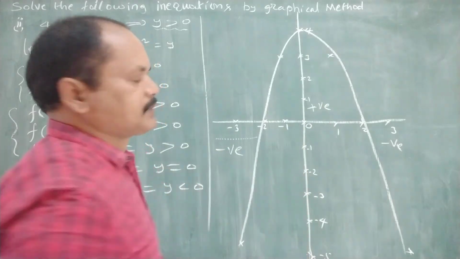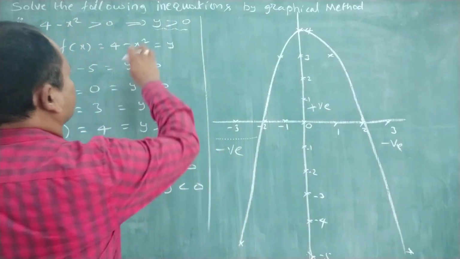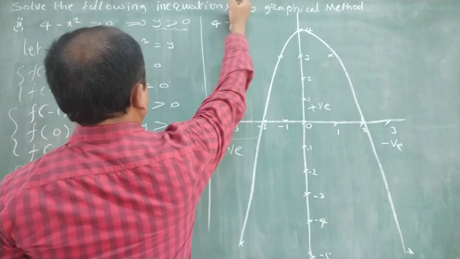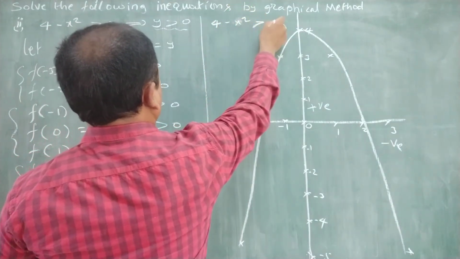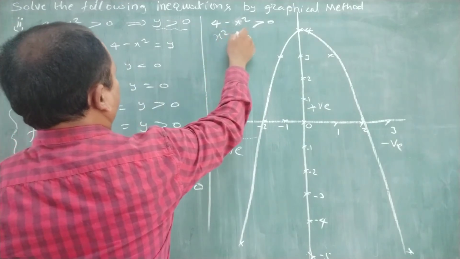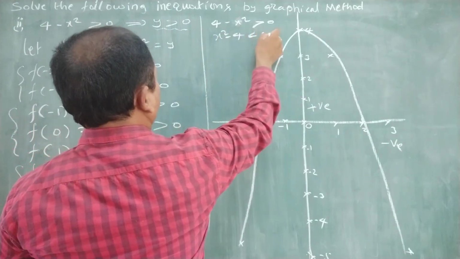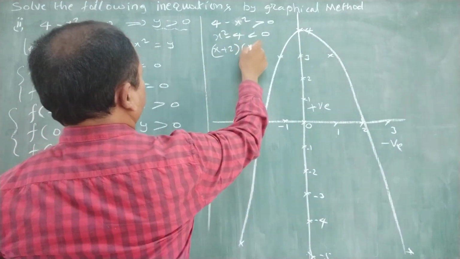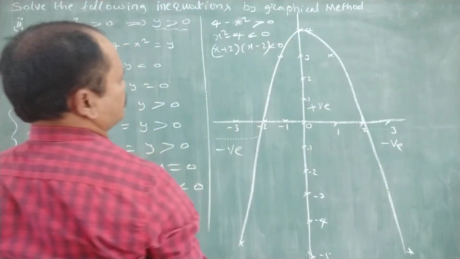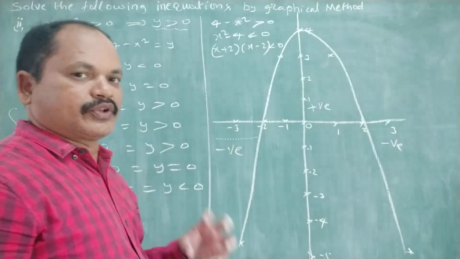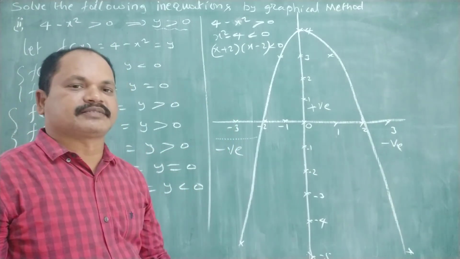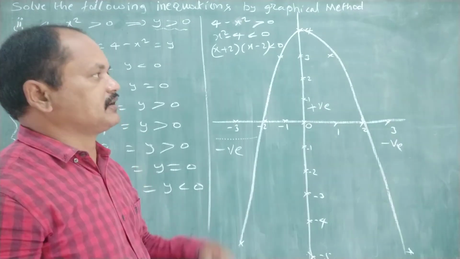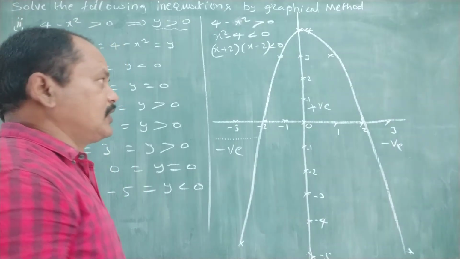Above the x-axis is positive. That's why I have to take y greater than 0, which means 4 minus x square greater than 0, then x square minus 4 less than 0. Then (x plus 2)(x minus 2) less than 0. We know the formula: if (x minus alpha)(x minus beta) is less than 0, then the value of x lies within the interval alpha and beta.